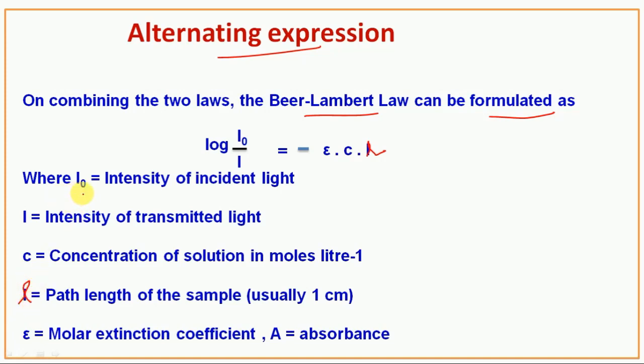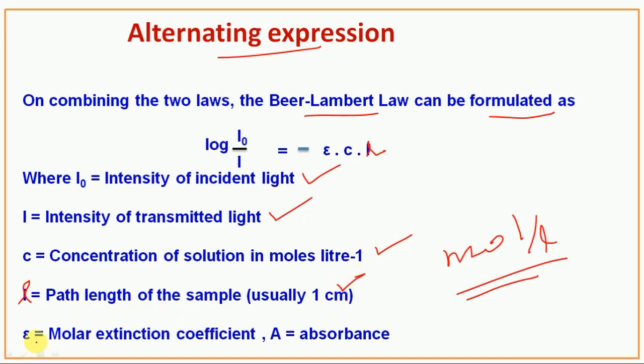Where I naught is the intensity of incident light, I is the intensity of transmitted light, C is the concentration of solution in moles per liter, L is the path length of the sample, usually 1 centimeter, epsilon is the molar extinction coefficient, and A is the absorbance.